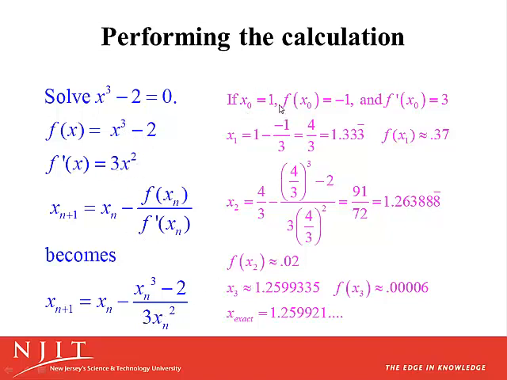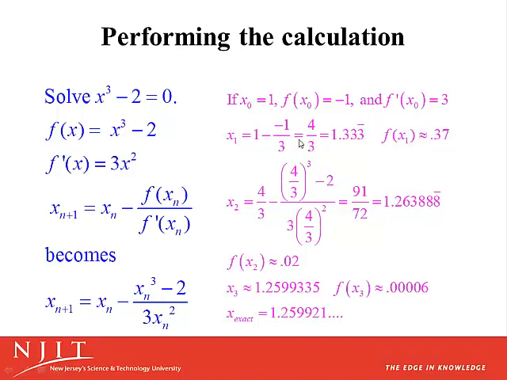Okay, if our initial guess is equal to 1, x naught is 1. And we already saw f of x naught was negative 1. f prime of x naught is clearly 3 from the 3x squared. And we plug in. We get the new value, x1, is equal to the old value, which was 1, minus f of x0, which was negative 1, divided by f prime of x0, which is 3. So we get 1 minus negative 1/3, or 4/3.